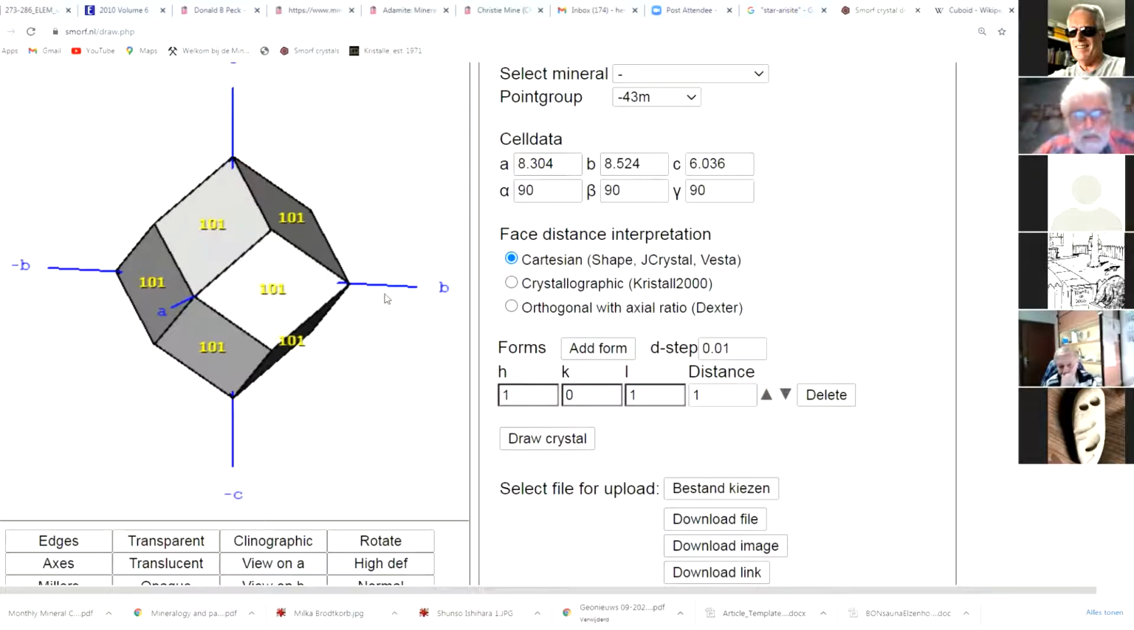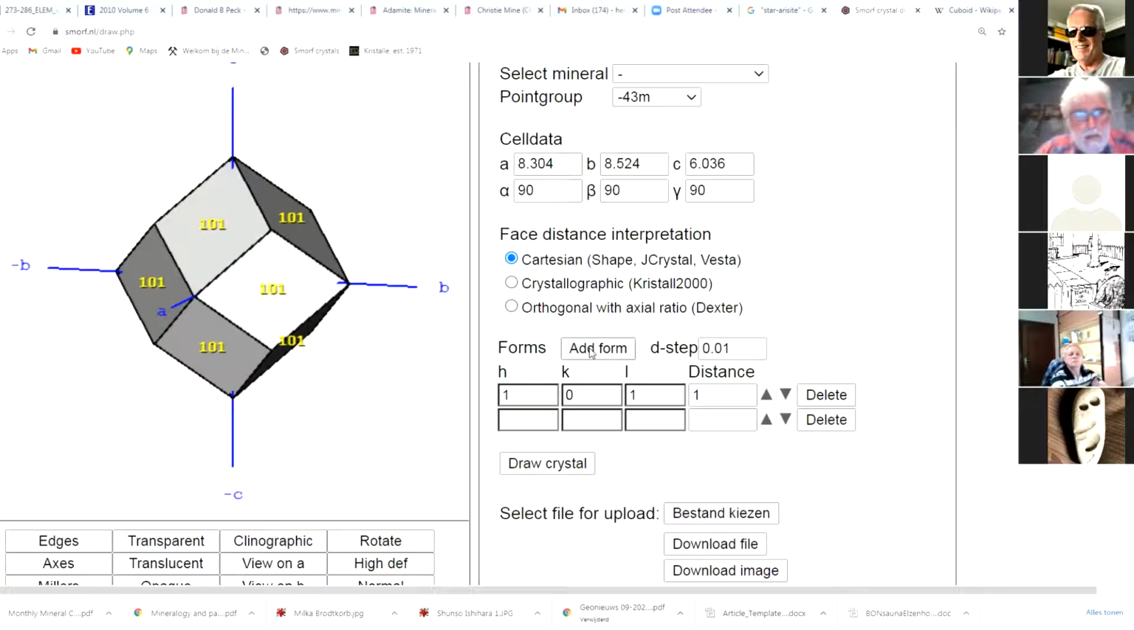Okay, let's add another face. Since it's normally elongated along the B axis, we should add the faces that are parallel to the B axis. So, for example, the 0, 0, 1 face. Take a distance of 1.